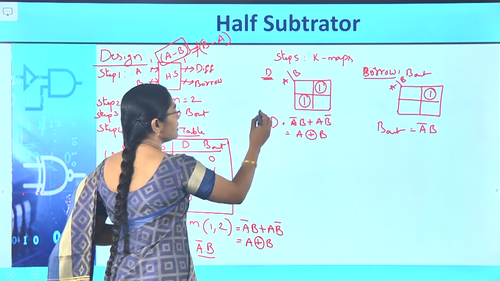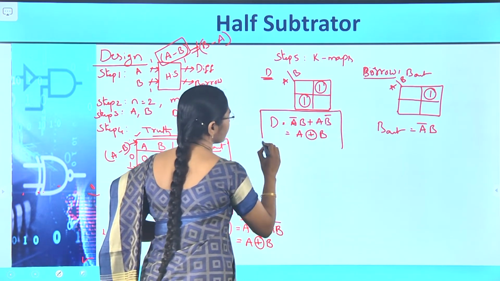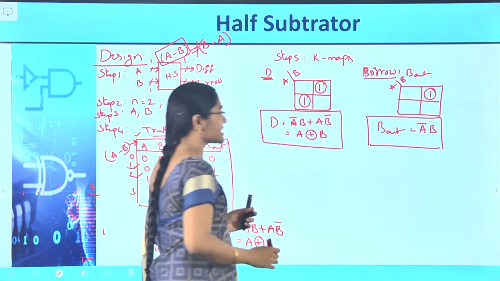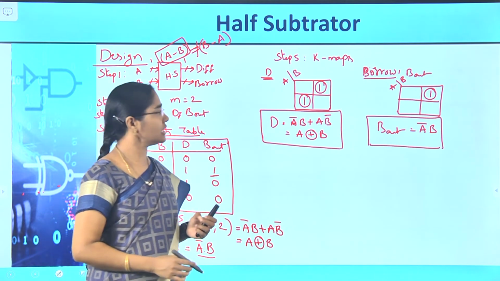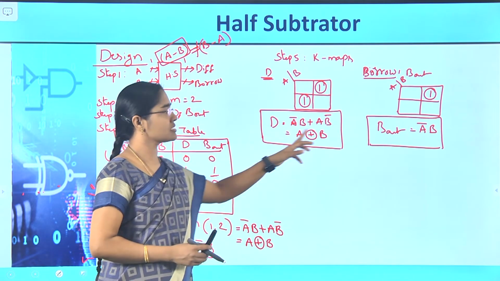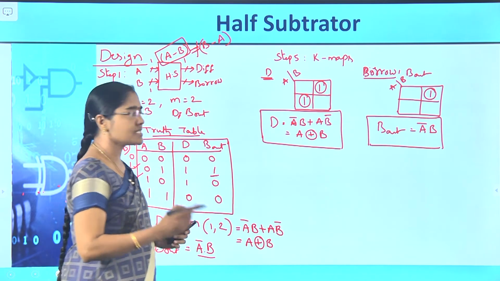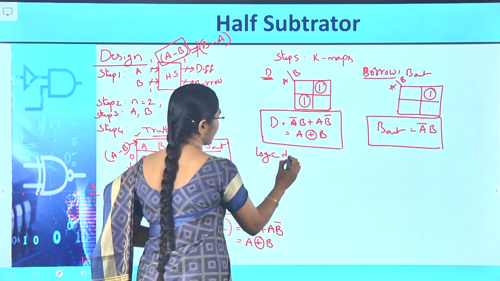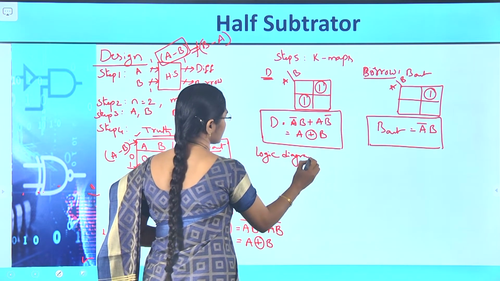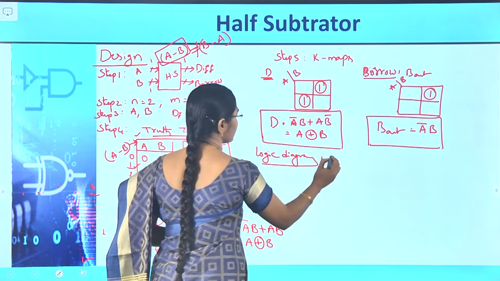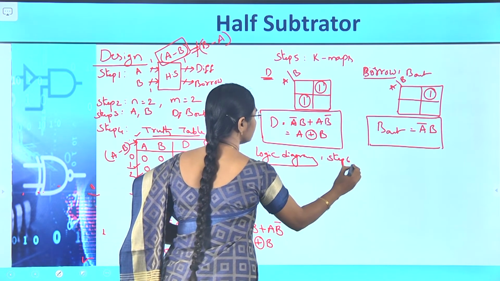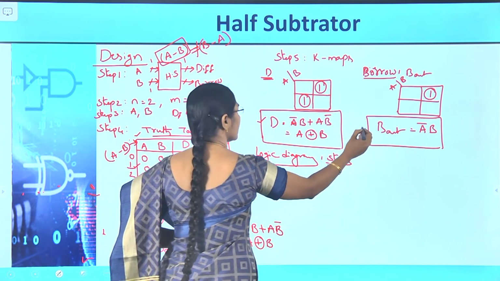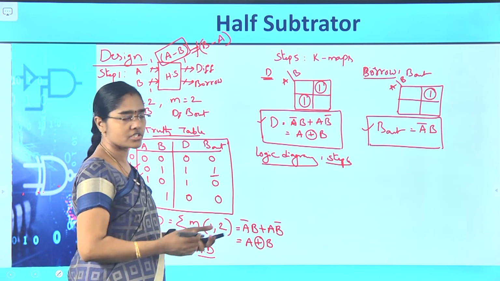So, from the K-maps also, after simplification, the logic expressions for the half subtractor are difference and borrow out. Now, what is the next step? The next step is simply drawing the logic diagrams. That is the final step, step 6. So, using the first expression and second expression, we need to draw the logic diagram.